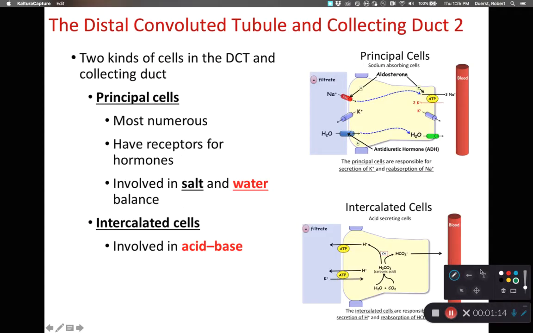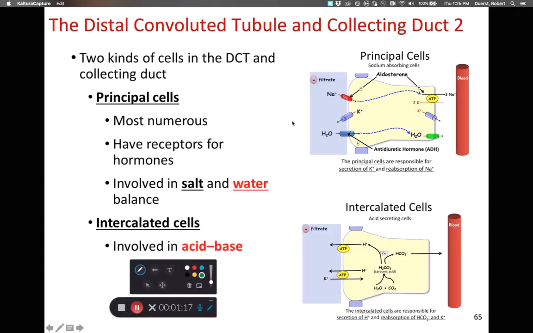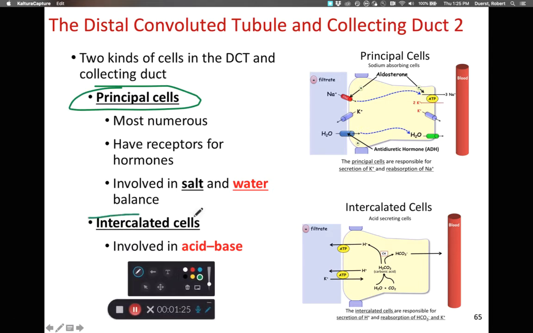As we look at the cells of our distal convoluted tubule and collecting duct, we have two kinds of cells: the principal cells, and the intercalated cells. The principal cells are diagrammed up here on the top for us. These principal cells are very common. They are the most common cell of the collecting duct, and they help make up the majority of the simple cuboidal epithelium. These principal cells have a lot of hormone receptors on their surface, on the side of the cell facing the blood, and they're used for maintaining salt and water balances.